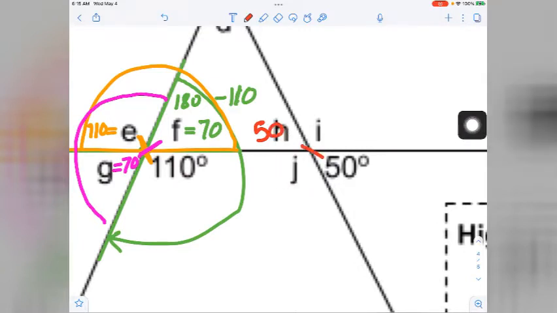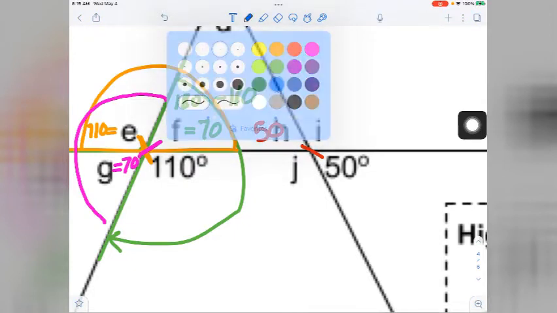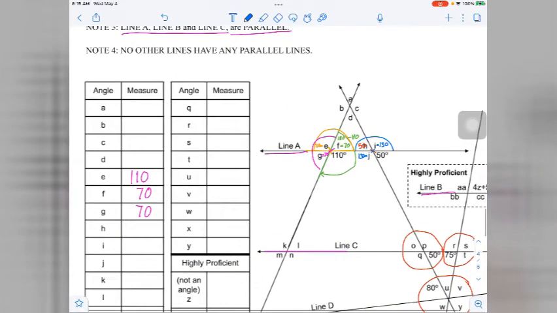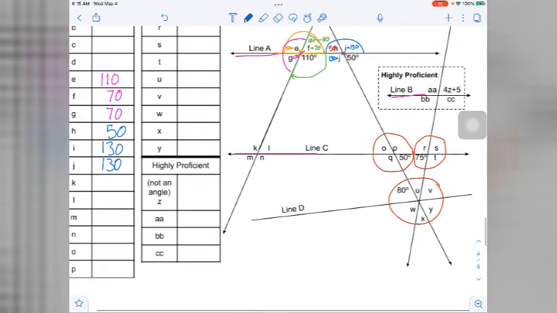And then I and J are whatever it takes to go from 50 to 180. So in this case, 50 plus 130 makes 180. So this becomes 180 degrees when we add those together. And then I know that J is vertical with angle I. So J also has to be 130 because vertical angles match. So H is 50, I is 130, J is 130. And then K, we don't know yet.